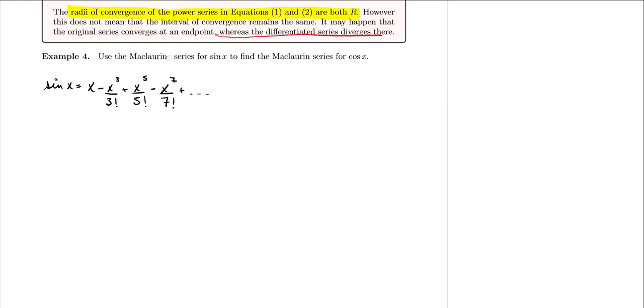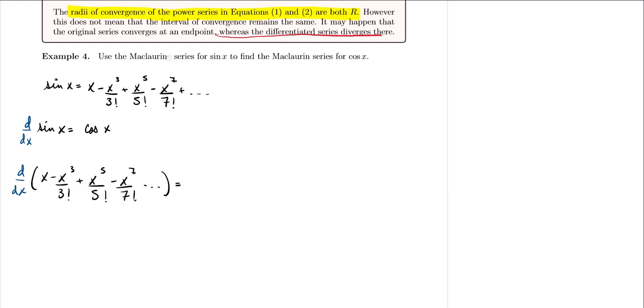Okay, now let's use this series to get the Maclaurin series for the cosine of x. How can we do it? Well, we know that the derivative of sine is the cosine of x. So I'm going to take the derivative of each individual term here. There are 4 terms. So we get the derivative of x minus x cubed over 3 factorial plus x to the 5th over 5 factorial minus x to the 7th over 7 factorial, and it keeps on going. Taking that derivative, we get 1 minus 3x squared over 3 factorial plus 5x to the 4th over 5 factorial minus 7x to the 6th over 7 factorial, and we would have kept on going.